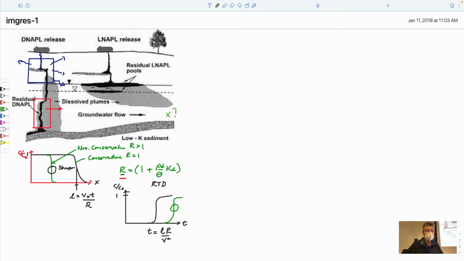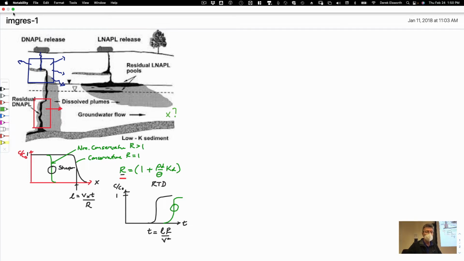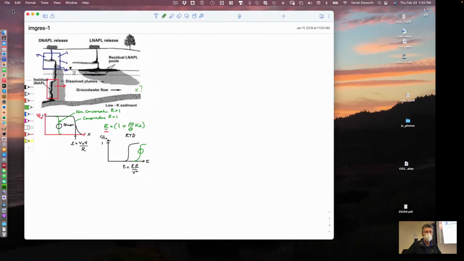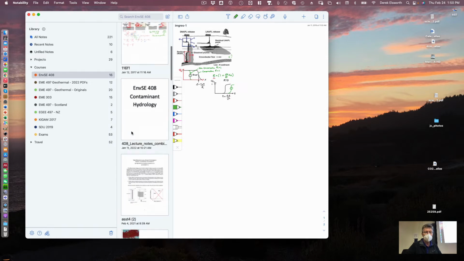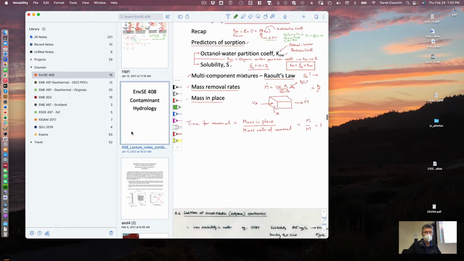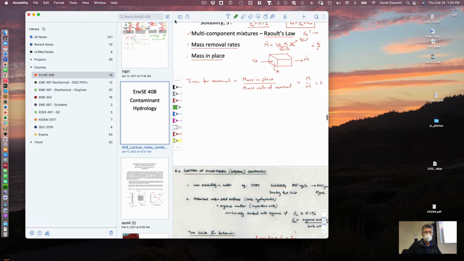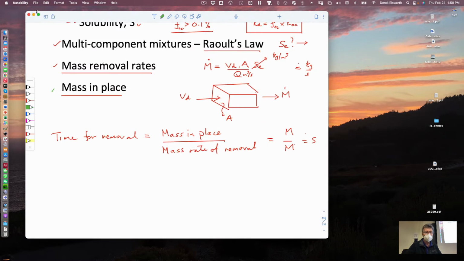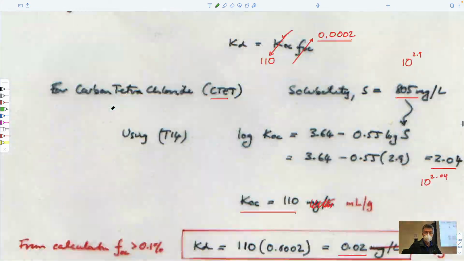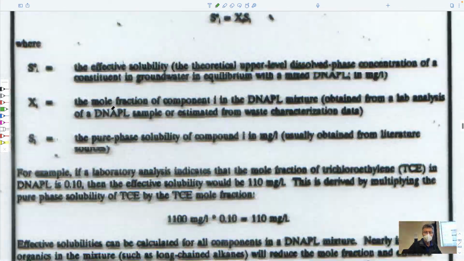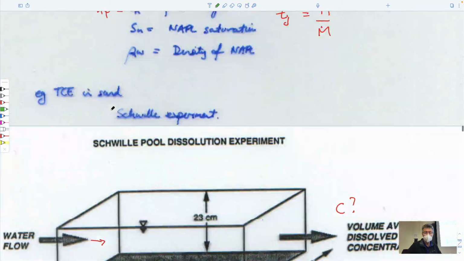So the last thing that we'll deal with in terms of transport processes is to be able to understand something about that. And so that brings us to this final topic, which is summarized here, and that is transport in the vadose zone.